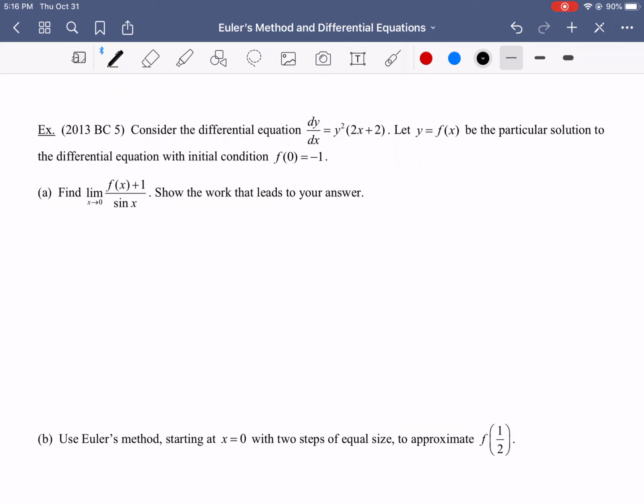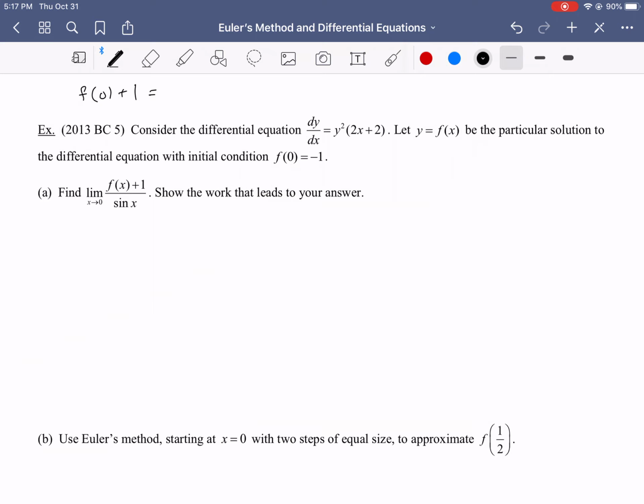So in part A, it says to find the limit as x approaches 0 of f of x plus 1 divided by sine x, and show the work that leads to your answer. Now, typically what we try to do when we find limits is we just try to plug in what x is approaching. So in this case, x is approaching 0. So if I plugged in 0 to that function, I would get f of 0 plus 1. And I'm going to do this as scratch work way up here. Okay, f of 0 plus 1.